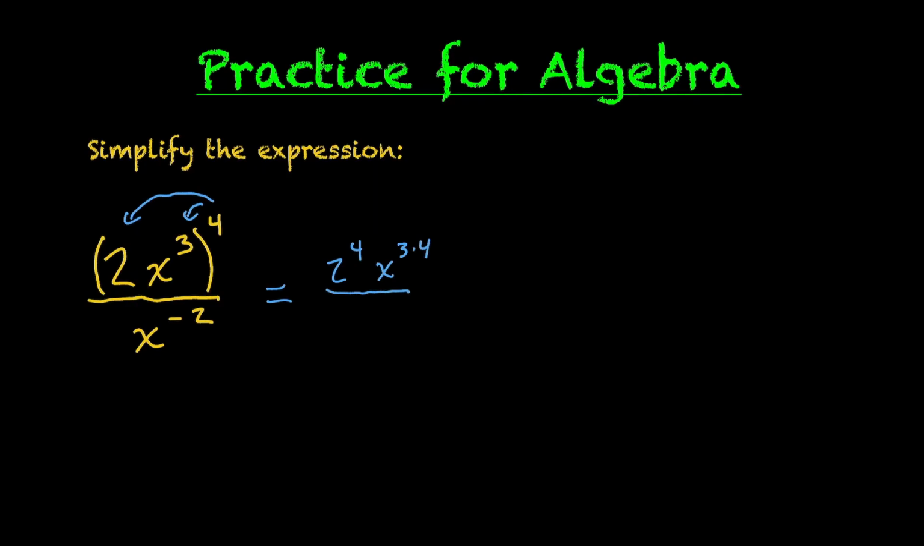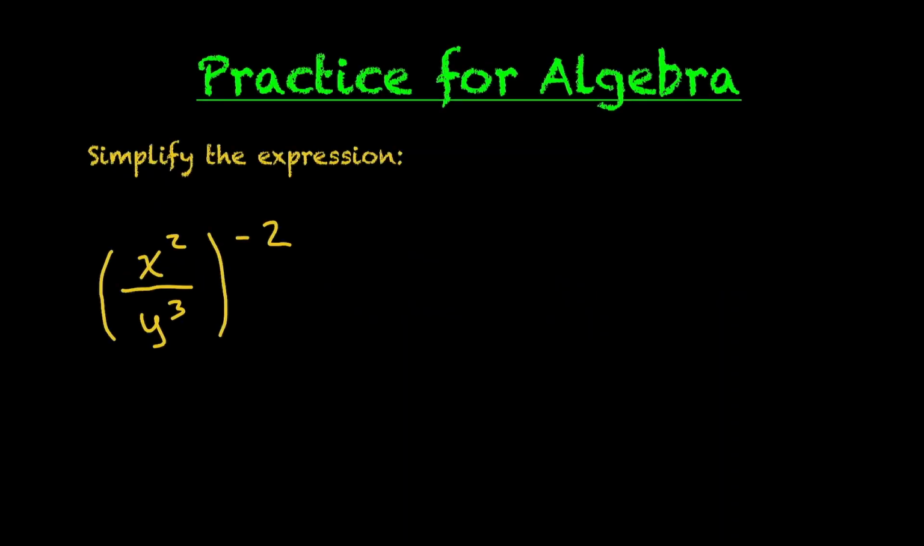On the bottom, we have x to the -2. I'm just going to leave that alone for now. Now, 2 to the 4th, we can multiply that out. We'll get 16, and then x to the 3 times 4 is 12, divided by x to the -2. And these rules work with positive powers or negative powers. When I divide two powers, I just subtract those two exponents. So x to the 12 minus a -2, or overall 16x to the 14th power.